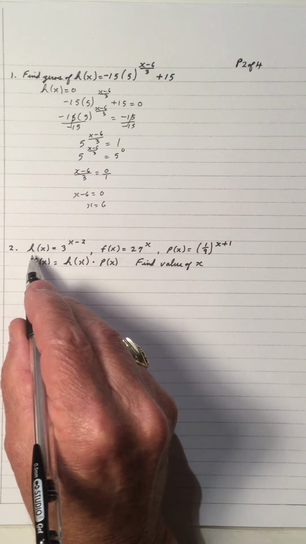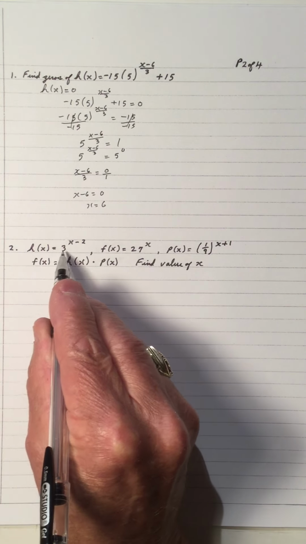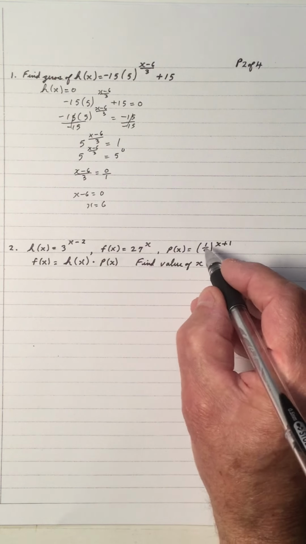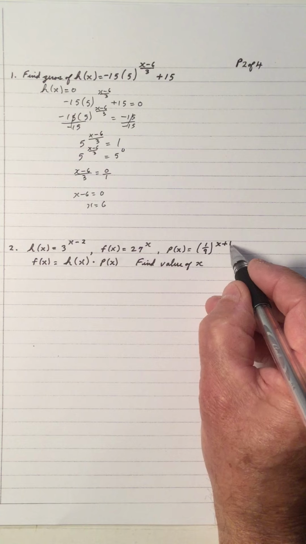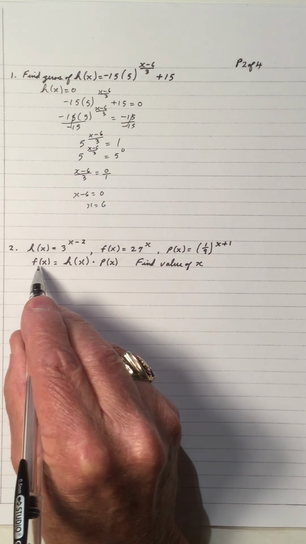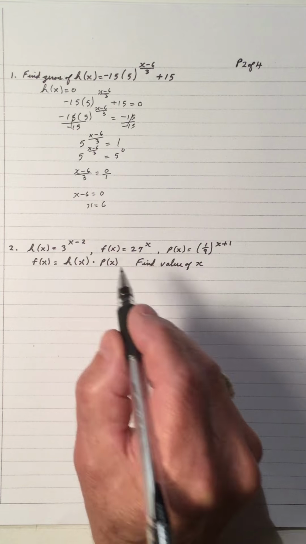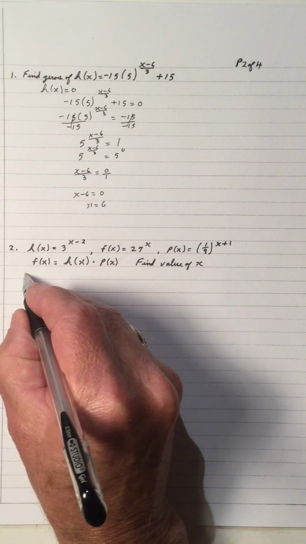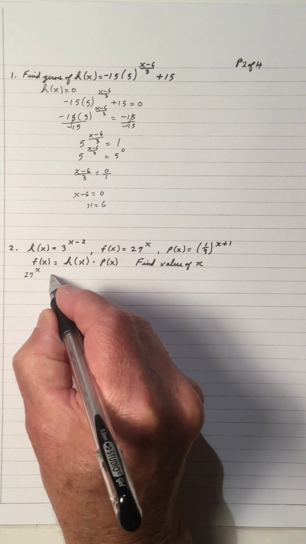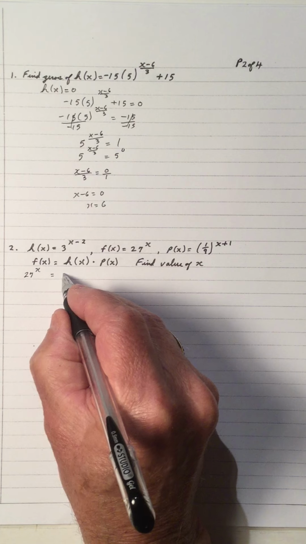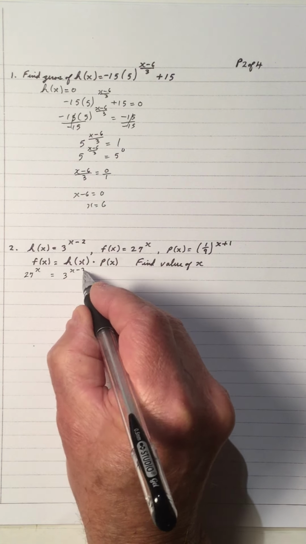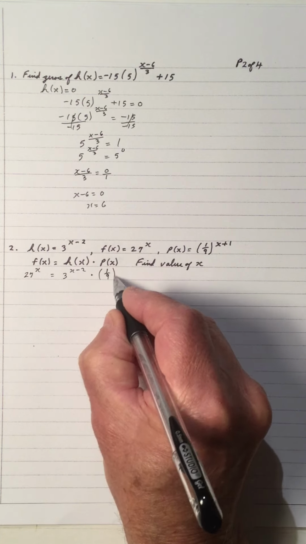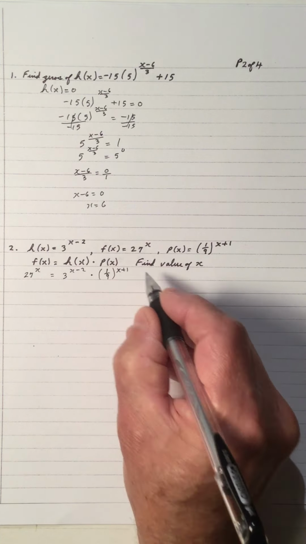Number 2, notice we have h of x equals 3 to the x minus 2, f of x equals 27 to the x, and p of x equals 1/9 raised to the x plus 1. It says f of x is equal to h of x times p of x. Find the value of x. So f of x is 27 to the x, h of x is 3 raised to the x minus 2, times p of x, which is 1/9 raised to the x plus 1.